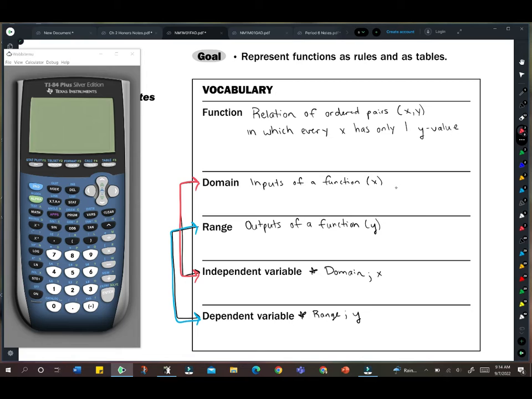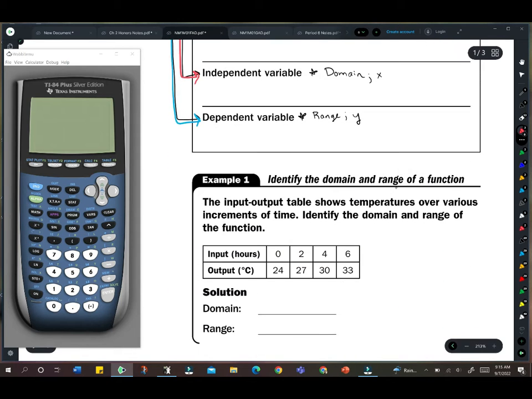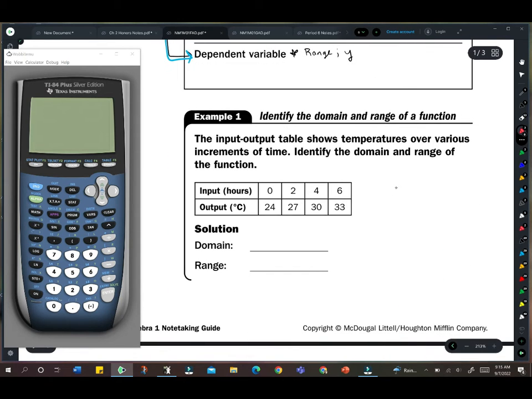Basically, we're dealing today with functions. A function is a relation of ordered pairs in which every x has only one y value. A domain, those are the inputs of a function, what you put in, and a range are the outputs of a function, what you get out. Independent variables are the same thing as a domain. They're your x variables, and dependent variables are the same thing as your range, which are the y variables. So certainly take some time to pause, write that stuff down, and we will get into some examples.